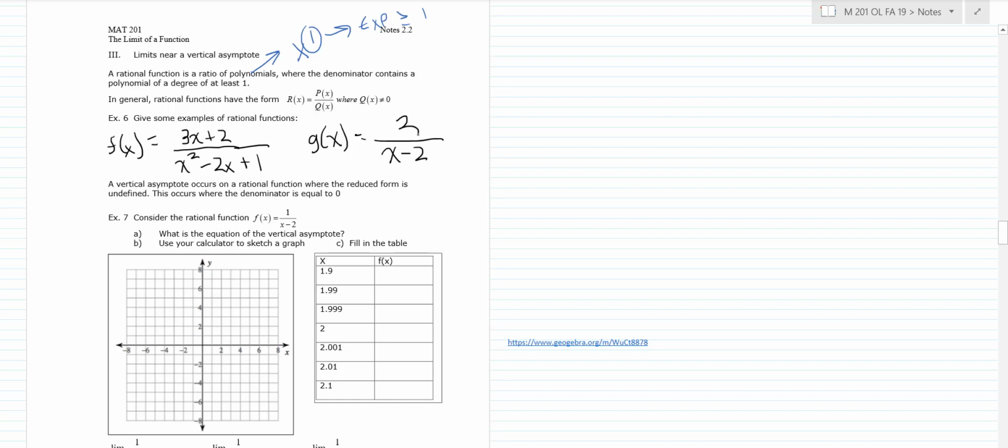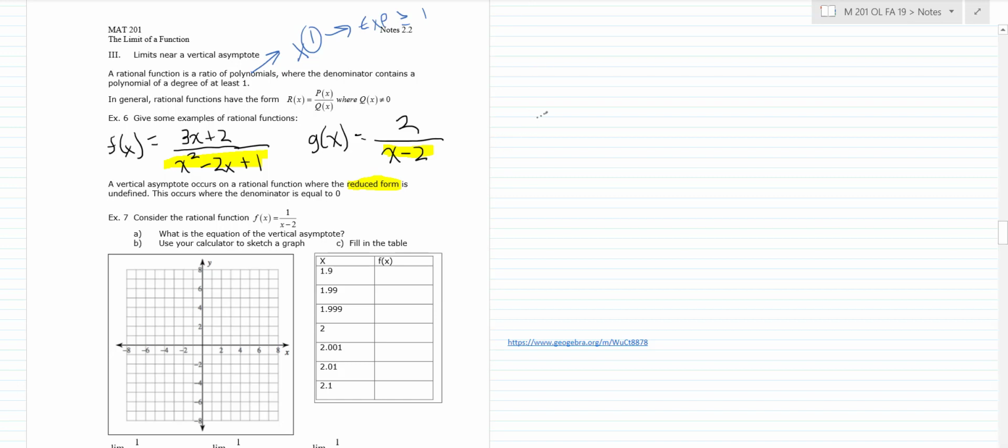The thing about these rational functions is that typically they're undefined somewhere. Not always, but a lot of times there are places that make the denominator undefined, and that's where you end up getting a vertical asymptote. So what I'm saying here is a vertical asymptote occurs on a rational function where the reduced form is undefined. I think that's pretty important, it has to be reduced. And we'll talk about what happens on that.